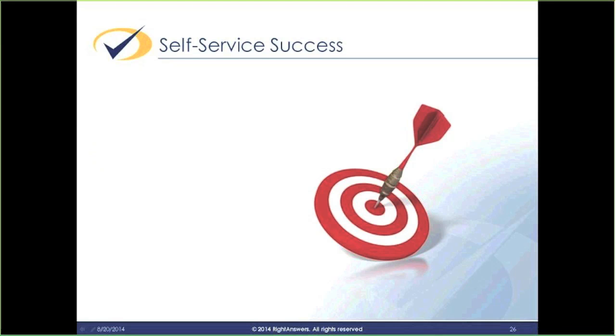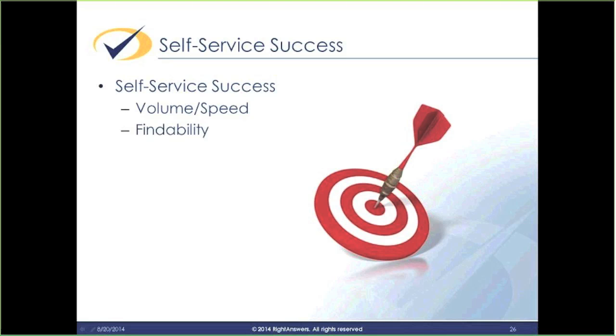And so all of this is about self-service success, right? So all of KCS, all of Making Knowledge First is all about getting great knowledge, right? And all about enabling the different channels and putting things out there for self-service success. And so what we've seen as being important for self-service success are three things, right? Volume and speed, findability, and navigation.